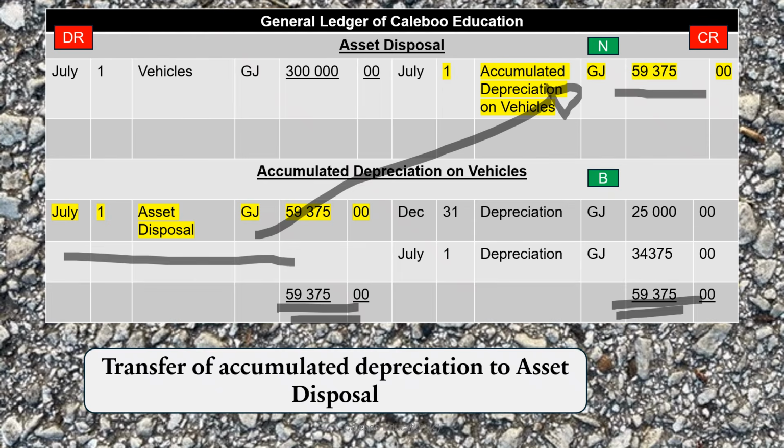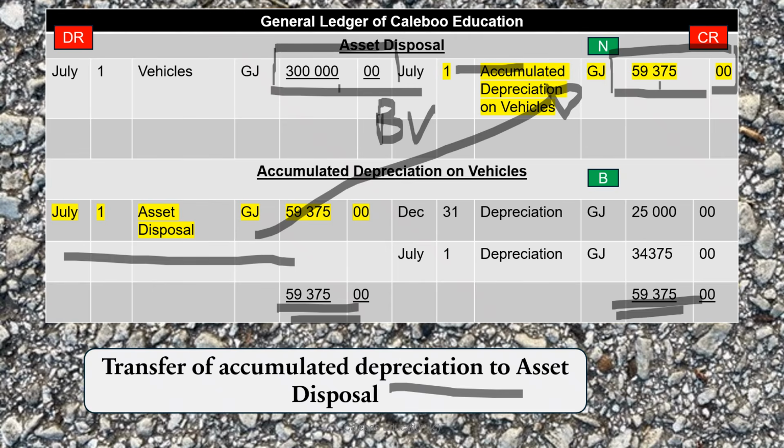Now in the asset disposal account, this is important, you have the historical cost price and you have the accumulated depreciation up until date of sale. And by the way, the historical cost price or the cost price minus the accumulated depreciation gives you the book value or the carrying value. Okay, there's a little bit of information, but we still need more information in the asset disposal account. That was the transfer of accumulated depreciation to asset disposal.